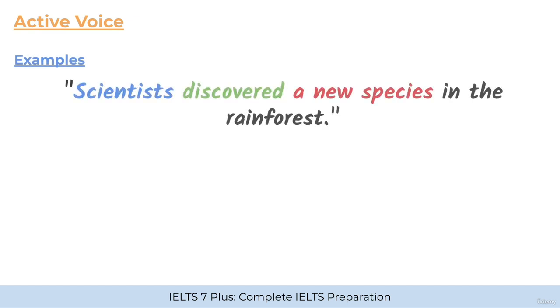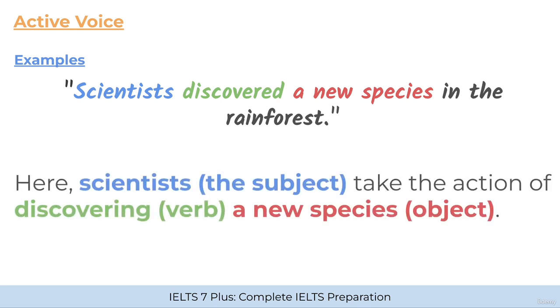Another one, scientists discovered a new species in the rainforest. So maybe you can guess now what scientists are. They are the subject, discovered is the verb, and a new species is the object. And then you can of course have additional information like in the rainforest, prepositional phrase there. So yes, we have this structure, and this is a common typical structure in English, and I'm sure that you would recognize this layout here.